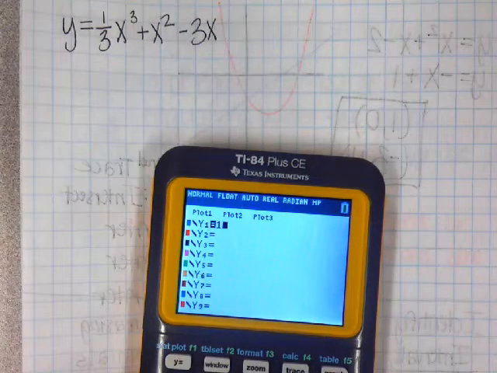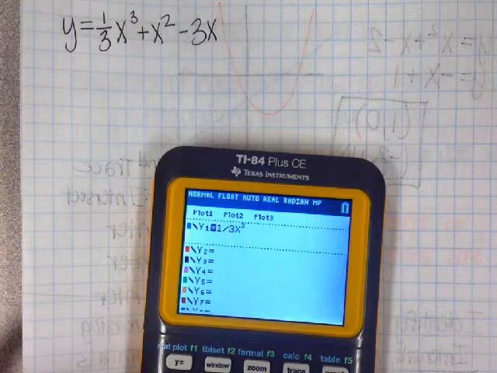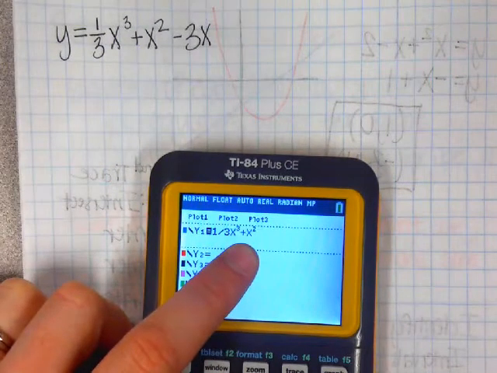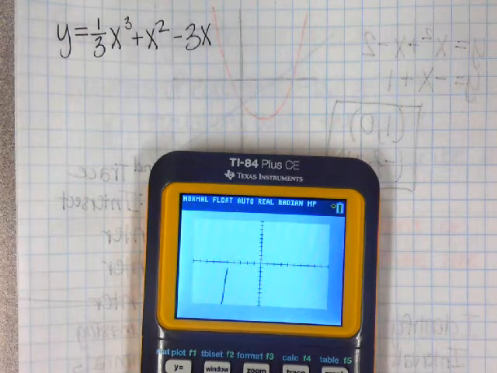Okay, go ahead and type this in. So 1/3 x cubed. Make sure to always hit the over arrow so that it comes down out of the exponent. Graph.